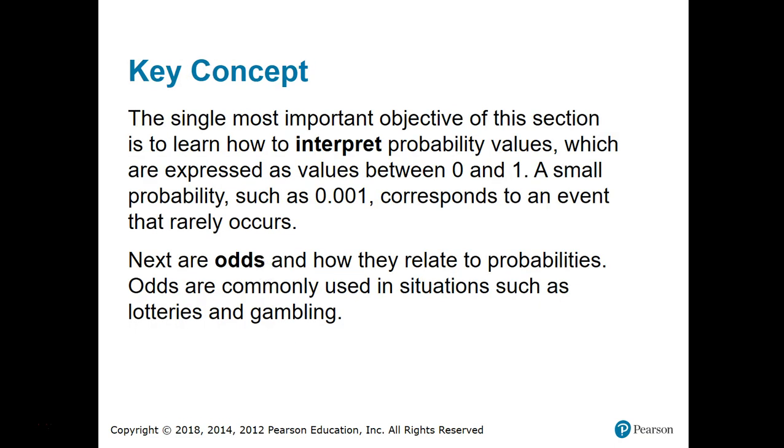All right, what are probabilities? Well, probabilities are numbers. I will give you a number. It will be somewhere between 0 and 1. It can't be greater than 1. It can't be less than 0. A small probability, such as 0.001, corresponds to an event that rarely occurs.